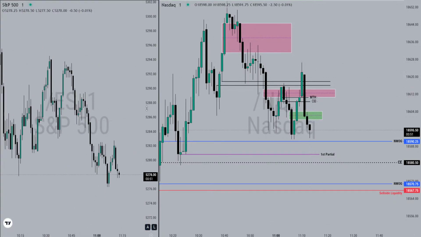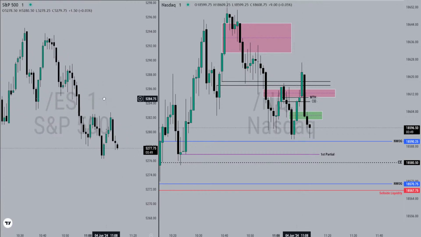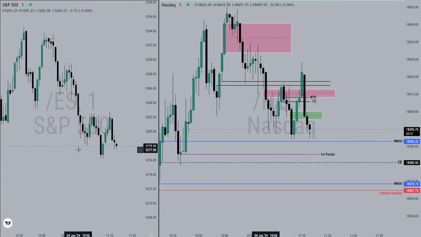Okay, so 10:50 to 11, right? Why is 10:50? Here is 10:50, around that area, I guess. Yeah, this is 10:50. Market went higher, didn't take any buy side liquidity, went lower, took the sell side liquidity.